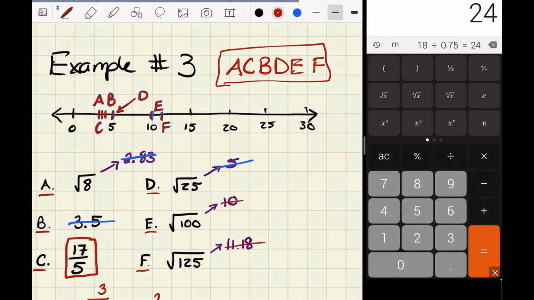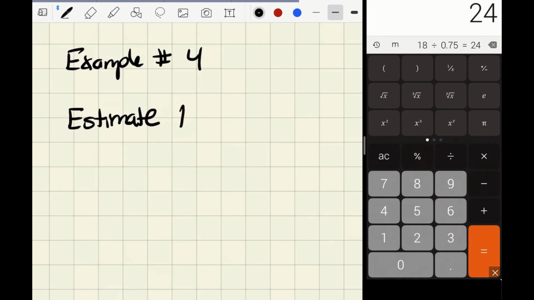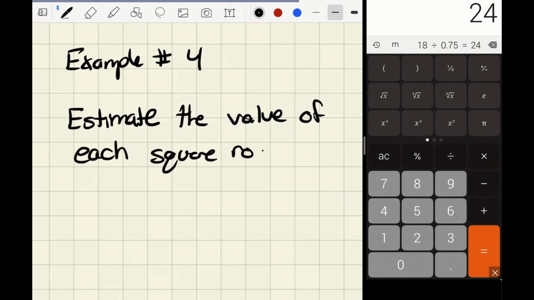Okay? So, what we need to do at this point is go ahead and look at one final example problem, and that would be the following. Estimating. Okay, so example number 4 says, I want you to estimate the value of each square root. The square root of 18 and the square root of 41.